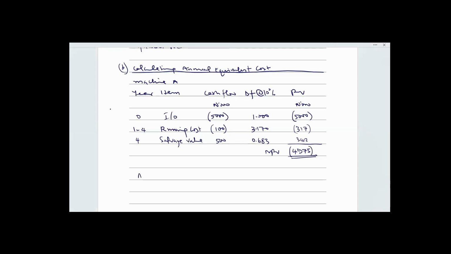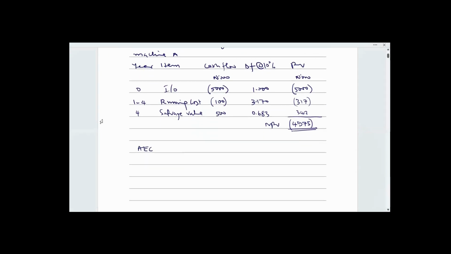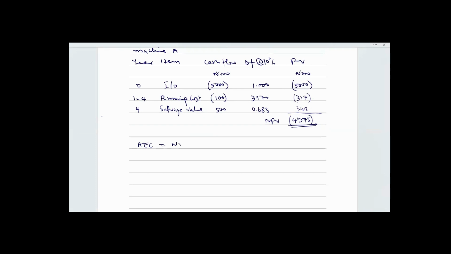Okay, therefore I need to calculate annual equivalent cost. Because my NPV is negative, I will calculate annual equivalent cost, which is NPV divided by annuity factor. So 4,975 divided by the annuity factor of 3.170 equals 1,569. So that's for machine A.